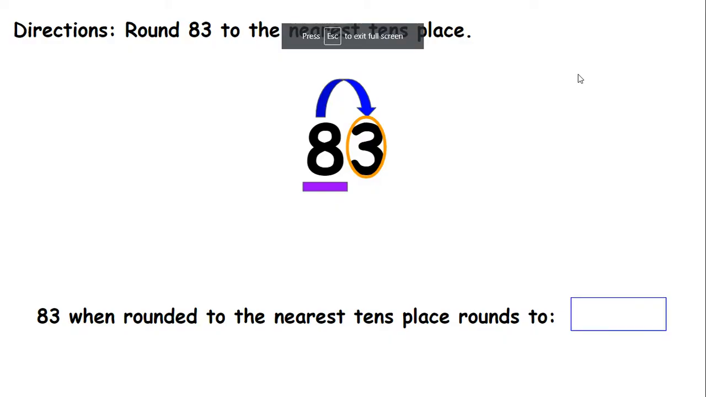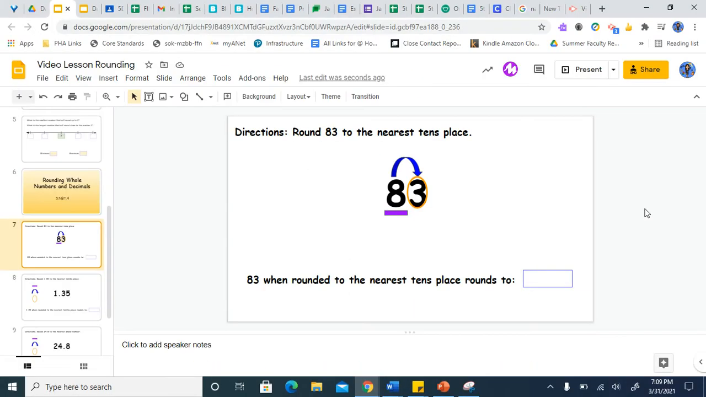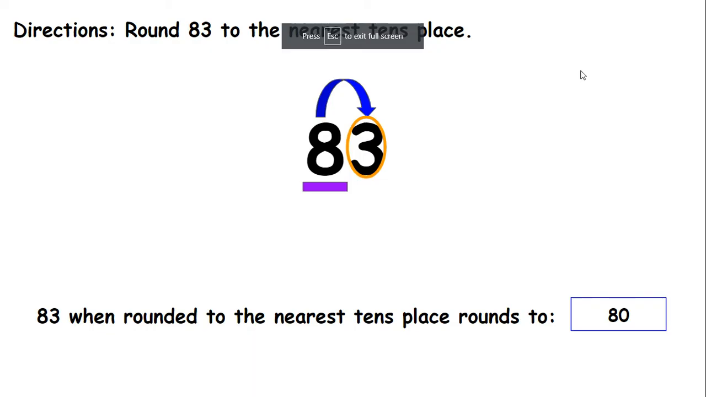Now remember the phrase, 4 or less, let it rest, 5 or more, raise the score. Well, 3 ones falls in between 4 or less. So that means that the number 8 tens is going to rest at 8 tens instead of going to 9 tens. So our number 83 rounds down to 8 tens or 80. 83, when rounded to the nearest tens place, rounds to 80.